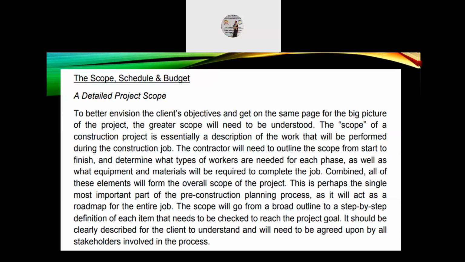So this is perhaps the single most important part of the pre-construction planning process, as it will act as a roadmap for the entire job. The scope will go from a broad outline to a step-by-step definition of each item that needs to be checked to reach the project goal. It should be clearly described for the client to understand and will need to be agreed upon by all the stakeholders involved in this entire process.